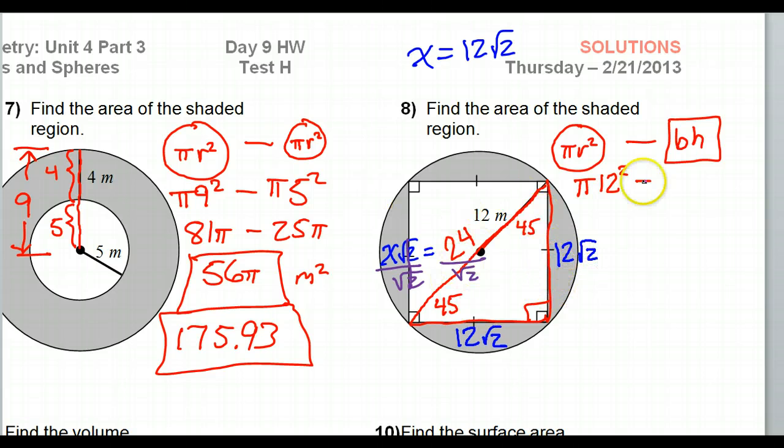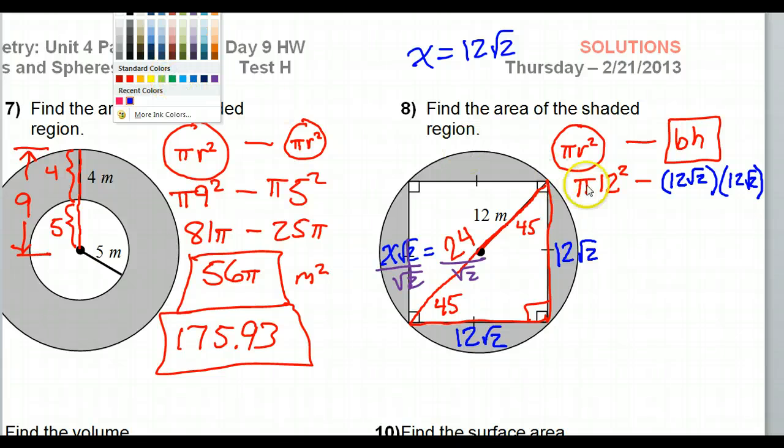Why did we do all this? Because we needed to be able to do the base times the height to find the area of this square. And now we've got it. So the base is 12 radical 2, and the height is also 12 radical 2. Okay? So let's work this out. Can't we just work this all out? I believe we can. No, I want purple.